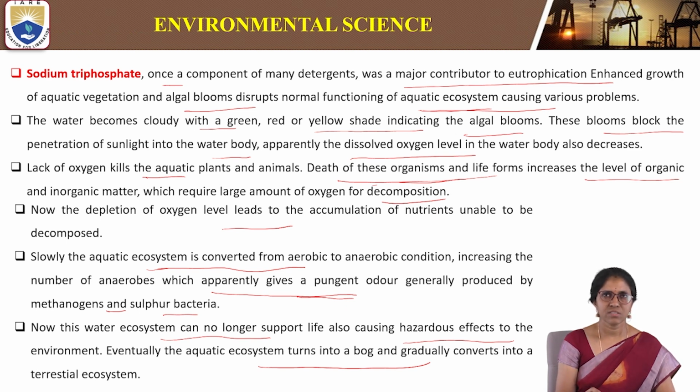So these are the effects of sodium triphosphate in aquatic ecosystem. Due to sodium triphosphate, eutrophication is increasing as well as oxygen concentration decreases. Due to that, this will lead to an increase in the number of anaerobes, which will give a pungent odor produced by methanogens as well as sulfur bacteria.